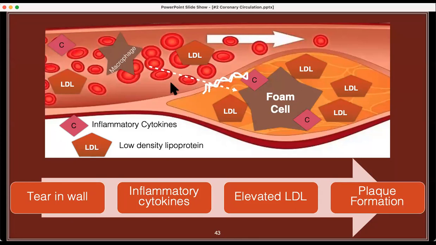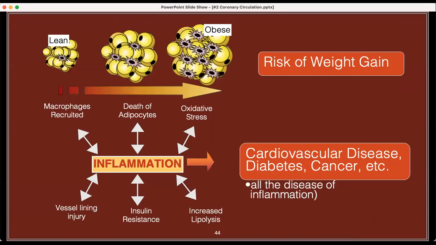And this is showing just a depiction of how plaque formation is initiated. So inflammation with risk of weight gain increases inflammation, with the macrophages getting pulled in, oxidative stress, and all of that happens in the presence of cardiovascular disease, diabetes, cancer.